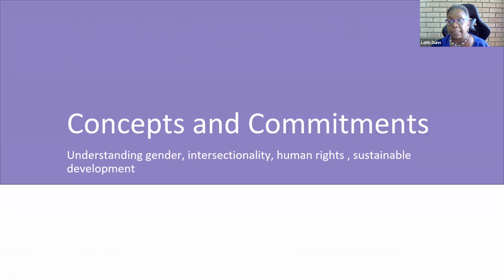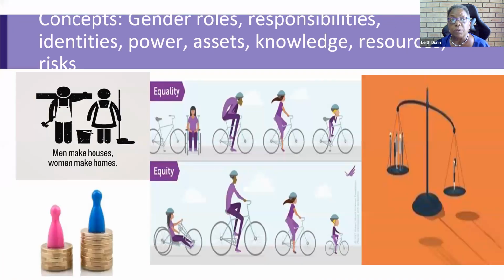Next, I look at some concepts and commitments. So we want to understand gender as a socially constructed concept. We look at roles and responsibilities ascribed related to masculinity and femininity, but several gender identities. We look at unequal issues around power, asset ownership, knowledge and resources, and the differential risks. So in the work and research we have done, we have tended to use and ensure that persons understand what gender is, what the roles and responsibilities are, because these impact people's lived experiences.